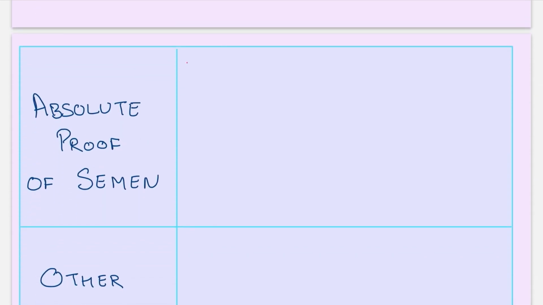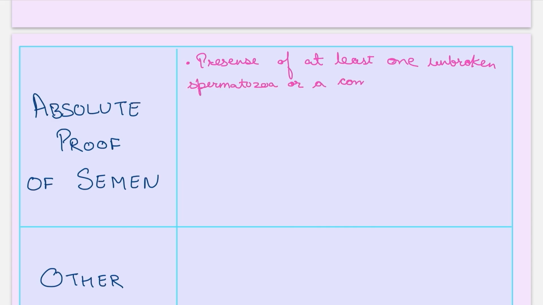When we talk about absolute proof of semen, it is the presence of at least one unbroken spermatozoon, or a combination of stains that fluoresce in UV light plus a high level of acid phosphatase plus presence of P30.